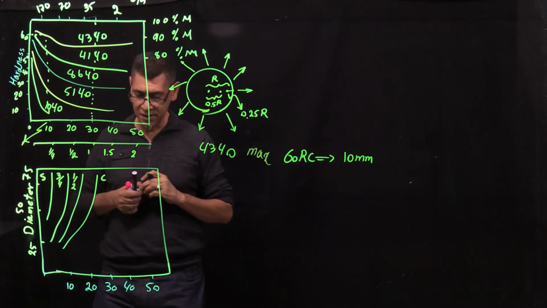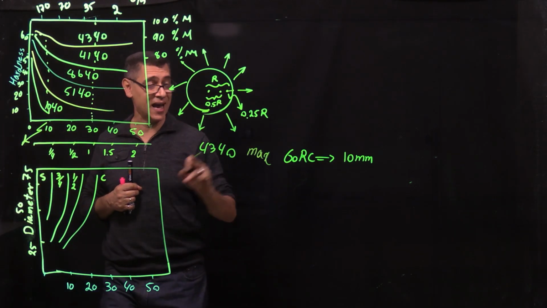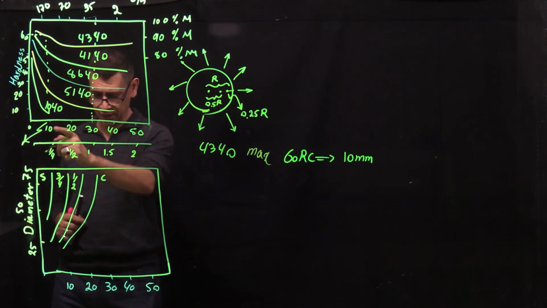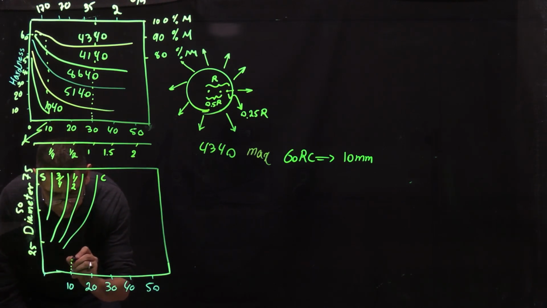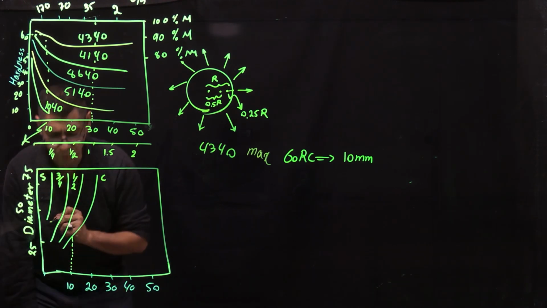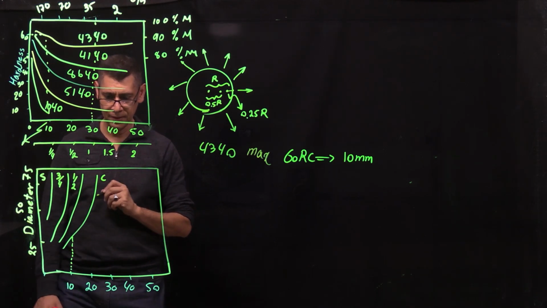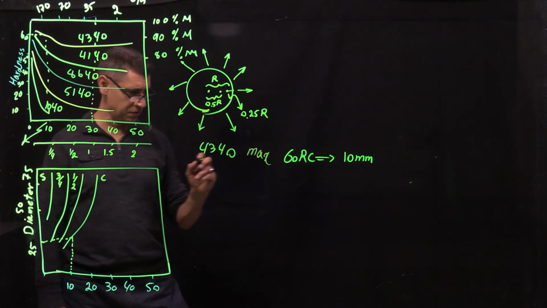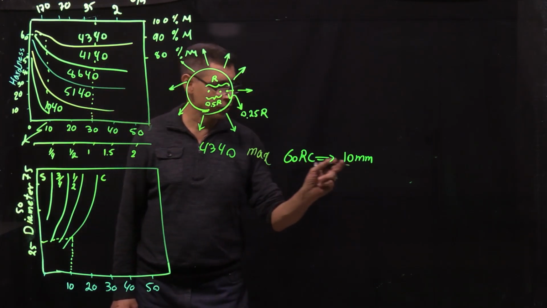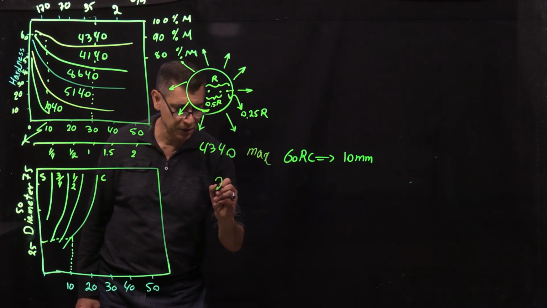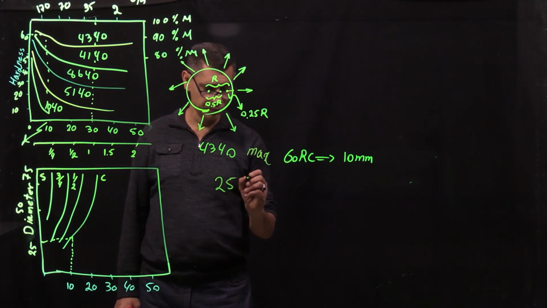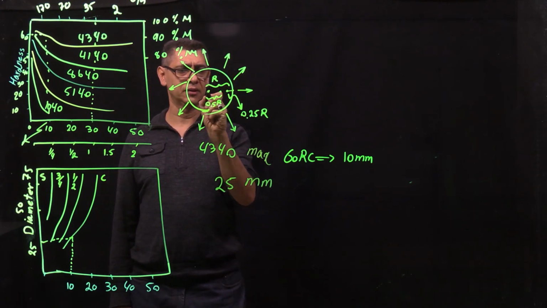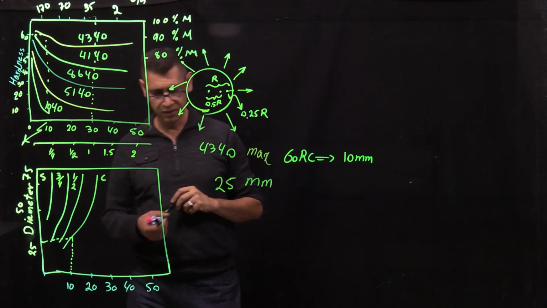Okay, so at the center, correct? At the center. Well, then you go in this chart and you say, okay, 10 millimeters, like here, right this point, and this gives you roughly around 25. That means for getting this 10 millimeter, I need my diameter to be 25 millimeter. This is the bar diameter.